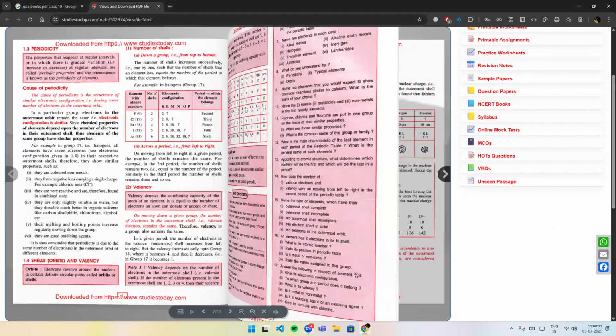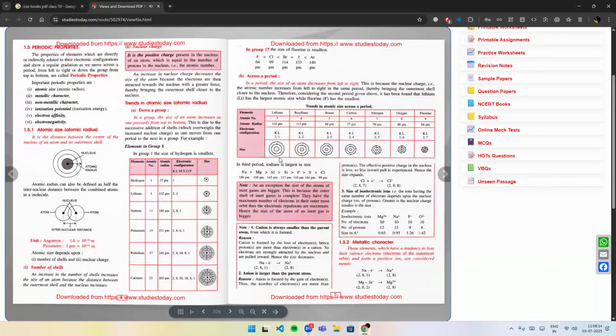Periodic properties. The properties of elements which are directly or indirectly related to their electronic configurations and show a gradual gradation as we move across a period from left to right or down the group from top to bottom are called periodic properties. Important periodic properties are atomic size, metallic character, non-metallic character, ionization potential, electron affinity, and electronegativity.